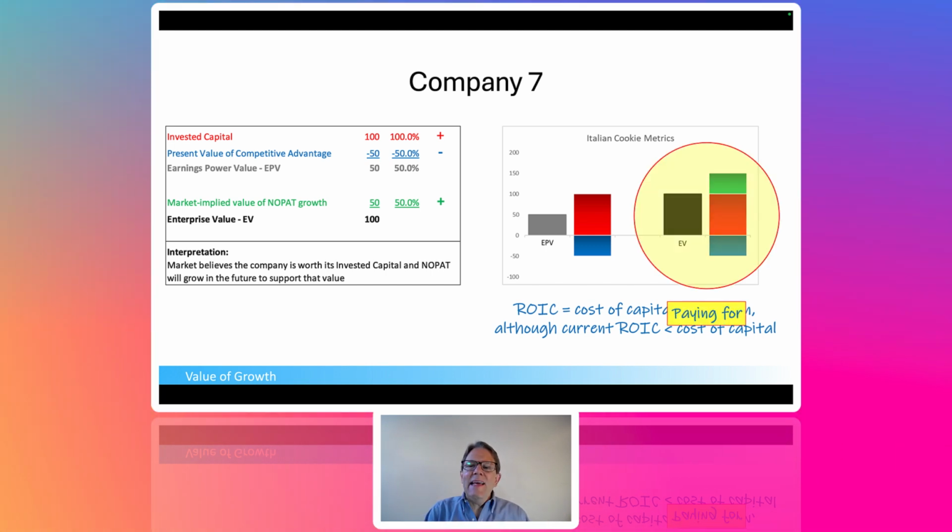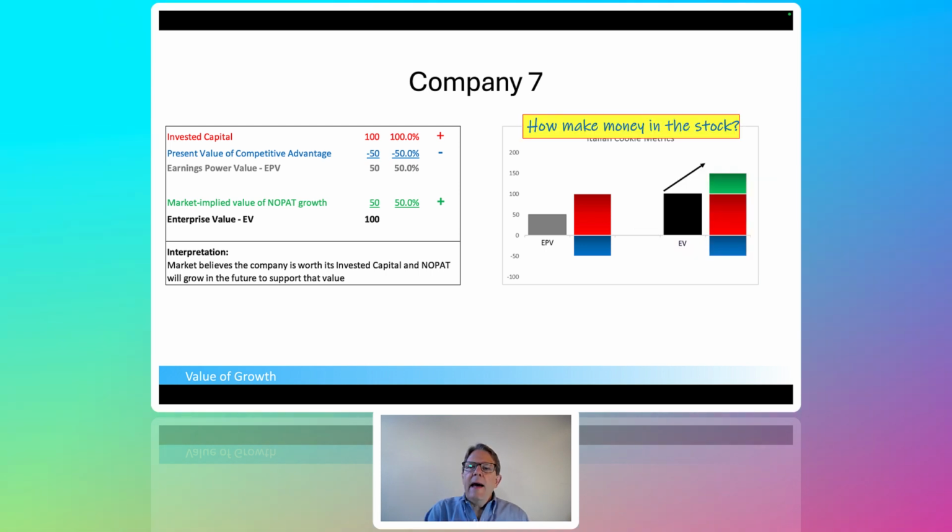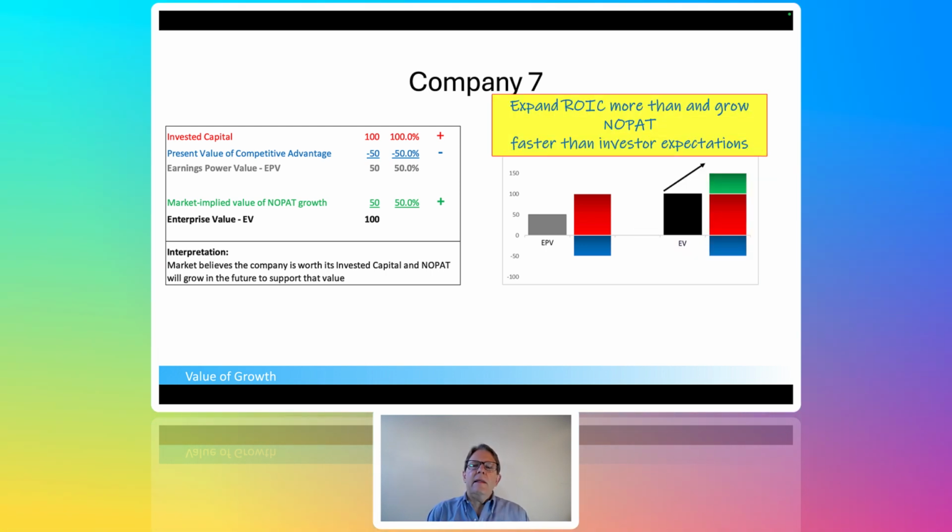All right, so what's priced in is that reversion to the return on capital will equal its cost of capital. And the negative blue goes away. That's what the green represents, negative blue going away. How do you make money in the stock? Basically, the company expands the ROIC and grows NOPAT faster than investor expectations, similar to the case before.